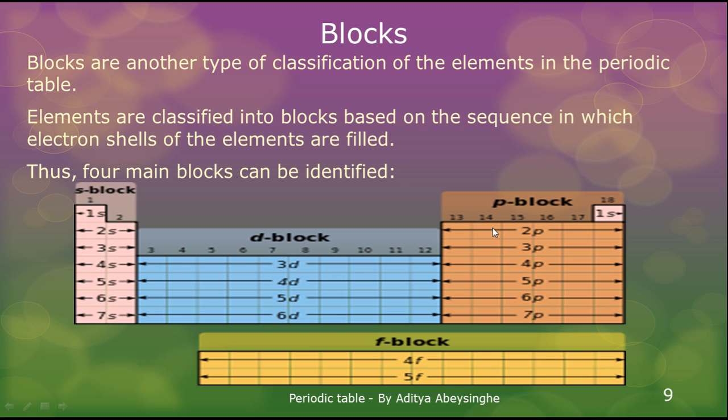Now if you take another element, sodium, it's in 3s, and its last configuration is 3s1. So sodium is here. Since the last electron, or the valence electron, or the distinguishing electron, fills the 3s electron shell in sodium, we classify sodium to be in the s block.